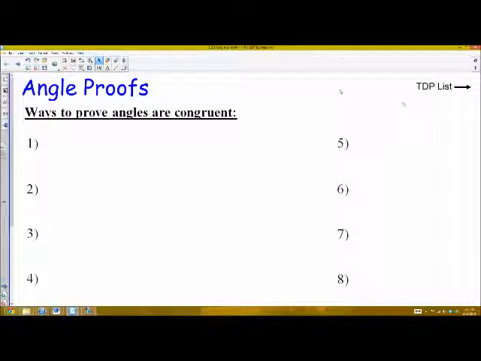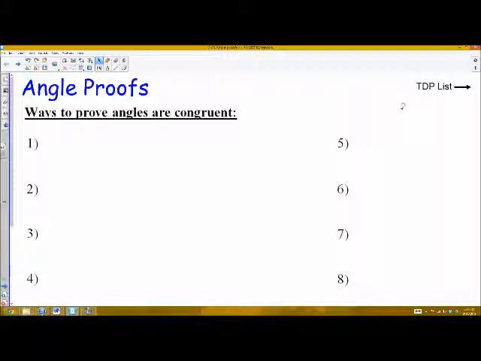In this video, we're going to cover angle proofs, which is proving a set of angles are congruent to each other, and how to appropriately plan out a proof before actually proving something. Before we get to actually proving a set of angles congruent, let's go over the 8 ways in which we can arrive at that conclusion, the theorems, definitions, and postulates that allow us to conclude that a set of angles are congruent.